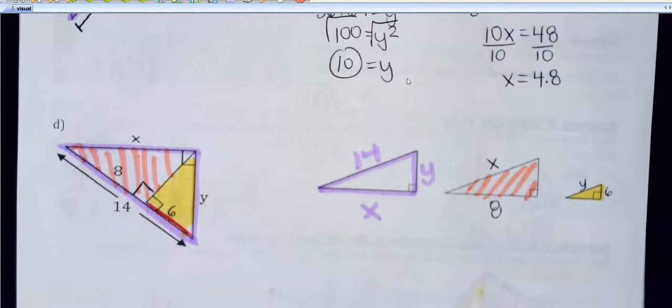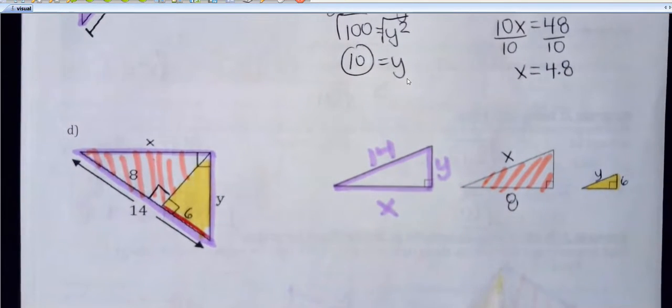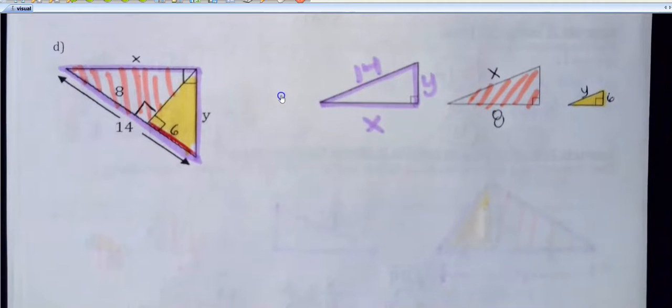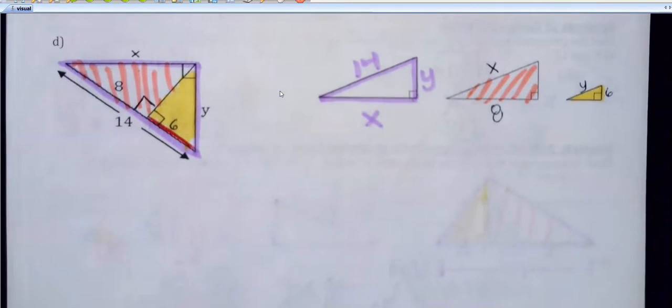Okay. Now, let's see. Could anybody, using those 3 triangles, all are similar, I just need 2 to set up a proportion. How could I find x there? I was trying to find x. Maybe what would you set up as your proportion?